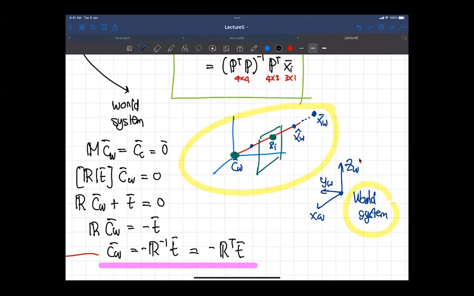No, it's not. Nothing to do with the origin of the world. It's the origin of the world. That's why I'm confused about this. CW is the camera coordinate, camera world, or the camera origin with respect to the world. Oh, okay. Sorry, because the world system has to be there. Oh, it's the camera with respect to the world. Camera origin with respect to the world. Oh, yeah, because otherwise it will always be zero.